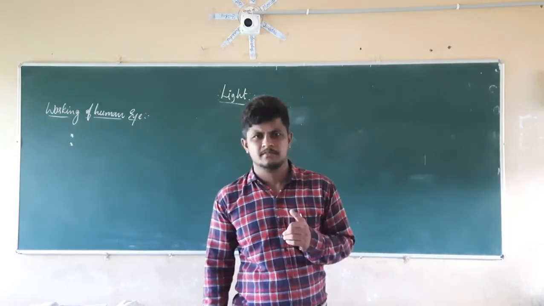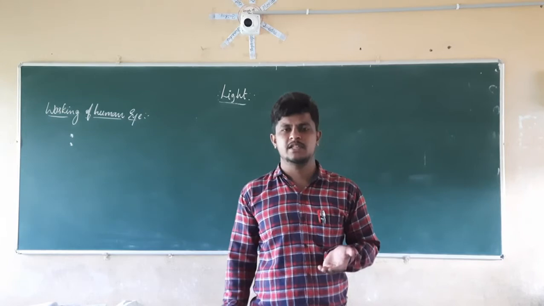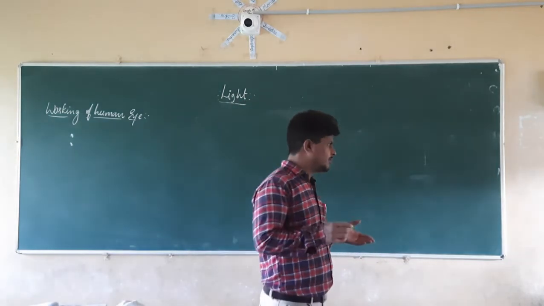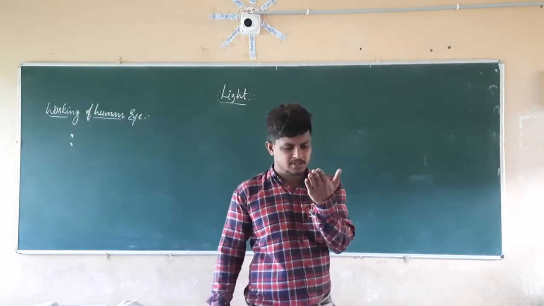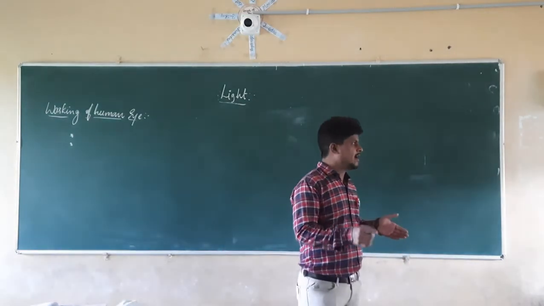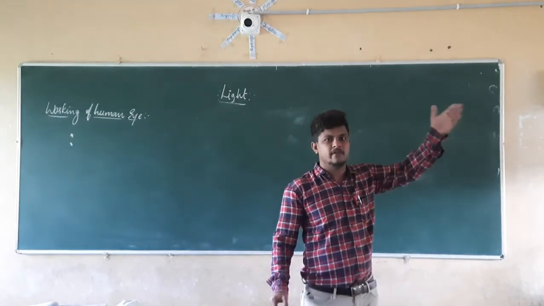Now see here. What is the range of the eye with which we see the images of objects? If you see here, is it possible to see the objects nearer to us? Yes, it is possible. In the same manner, is it possible that we are going to see the objects which are present far away from us?